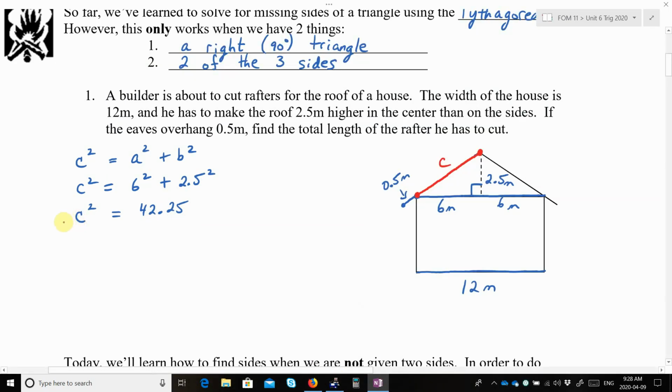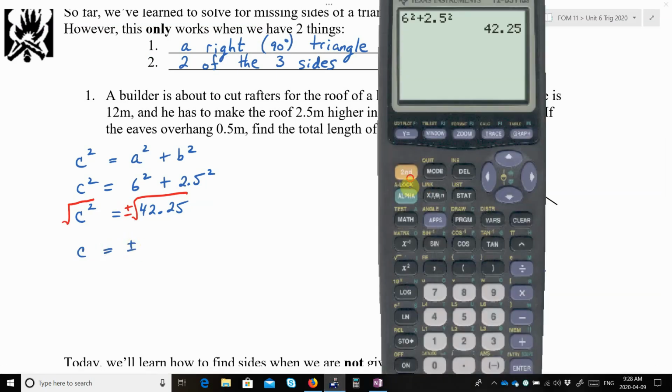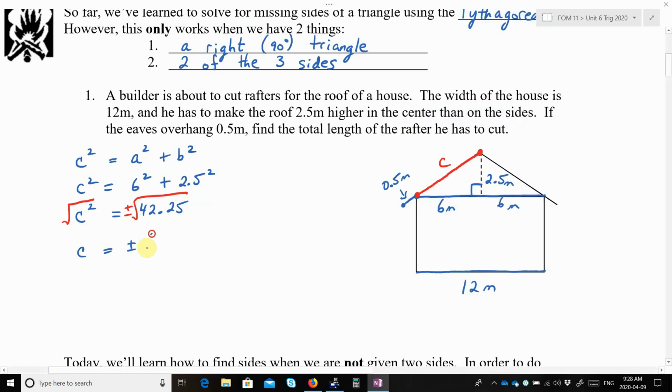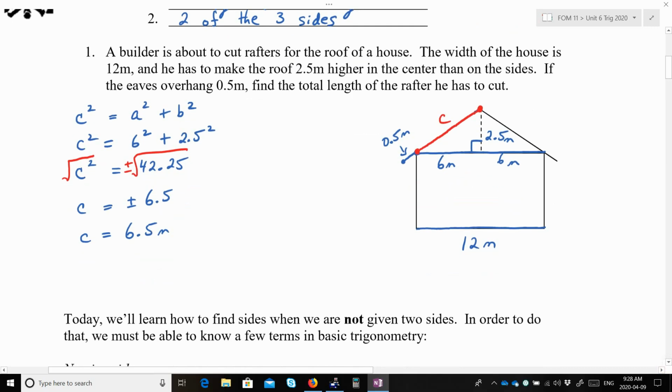And then, of course, to get c by itself, we have to square root. And remember, the plus or minus technically can work mathematically. So c is equal to plus or minus the square root of 42.25, which is 6.5. And we're going to reject the negative answer because we're finding the length of a side, and we're going to say that c is 6.5 meters. Okay. So c is 6.5 meters, and then we have the 0.5 meter overhang. The eaves overhang 0.5 meters.